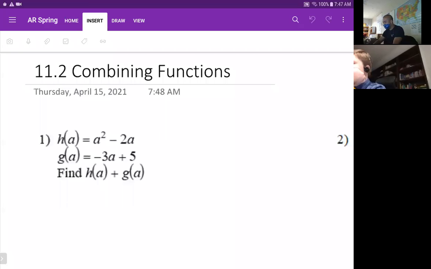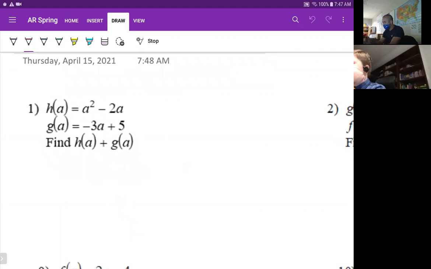Yesterday. So here's 11.2. It's combining functions, similar to what you guys have done already. Just it might look a little bit different. So here's how we look at this. You have the a squared term, then you have the a term. This is also an a term, and you have the constant term.